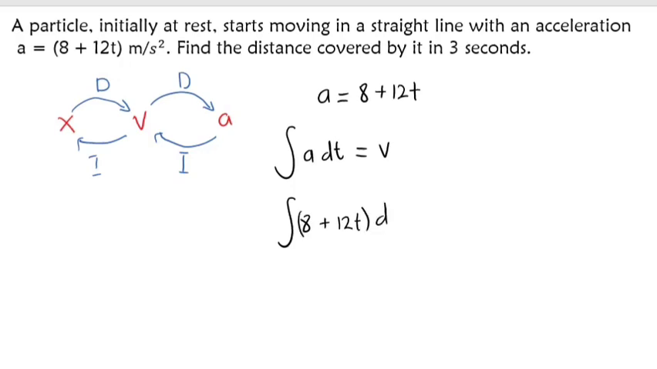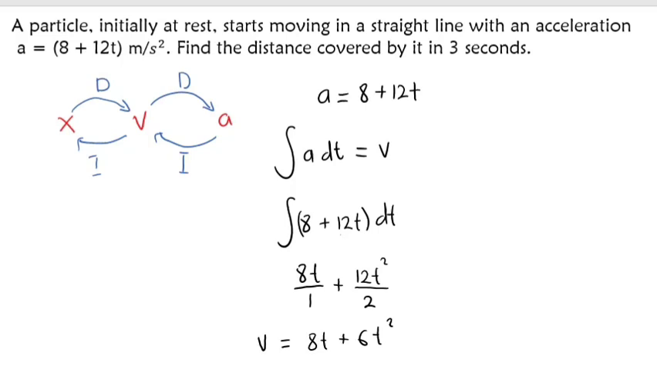with respect to time. If we integrate this, we'll say 8t divided by 1, plus this will be 12t squared divided by 2. That's integration. So let's see what we get. This gives us 8t plus 6t squared. Now, this is an expression for velocity. Since we have velocity, now we can find the distance.